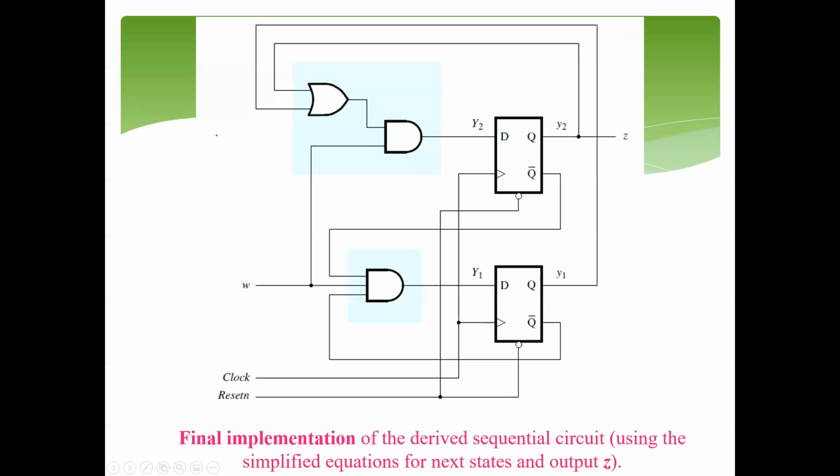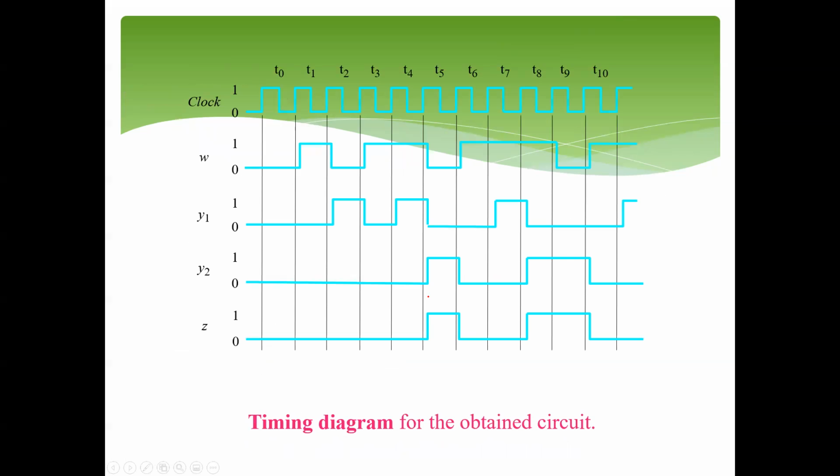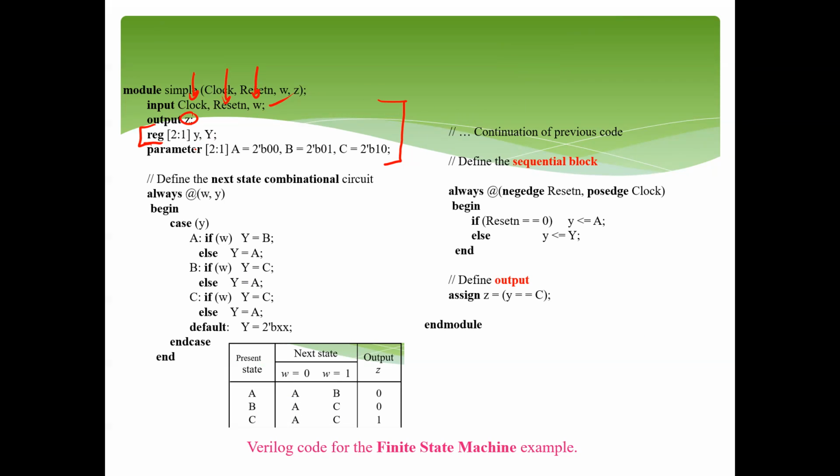In our case, if you go back here, we need local wires, which is y2, y1, and we need capital Y2 and capital Y1. Okay, so that's what we declared here, y and Y. And then for your states, you have to write this line here. So this parameter will replace the value of any capital A that you use in your code with the code 00, B with 01, and C with 10.